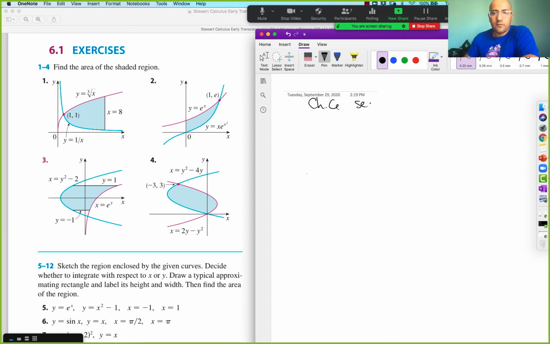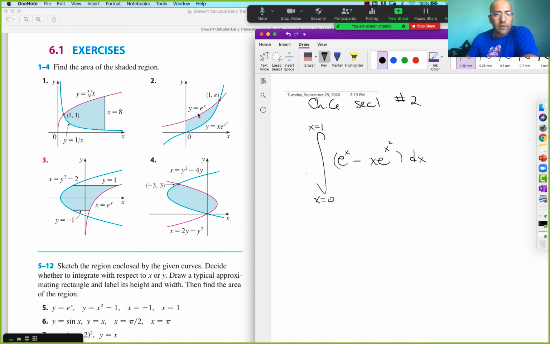Chapter 6, Section 1, number 2. We want to set up that integral for the shaded region. We want to integrate, and the top function is that red one. It looks like it's going to be e to the x power minus the bottom function, which is that blue one, x e to the x squared, and then we're going to have a dx. The limits of integration go as x ranges from 0 all the way out to x equals 1.